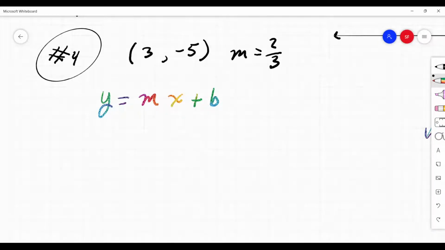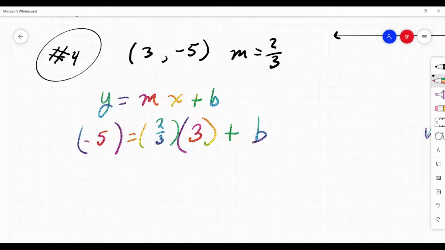Substitute. Substitute what where? Aiden. x and y. Okay, what are we going to put right here, Aiden? The -5. Sounds great. And then anybody, what are we going to put right here? The slope, 2/3. And then right here? 3. All right, is that what you did, Aiden? Yeah.